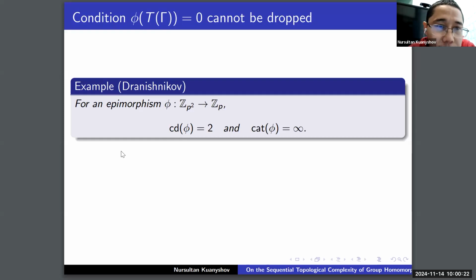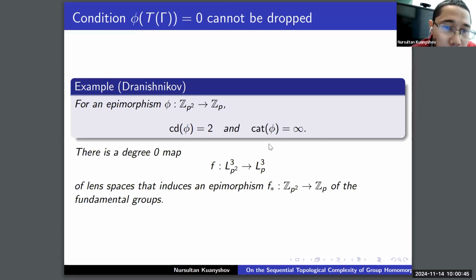And the answer is no. I think due to Dranishnikov, for the epimorphism from Z mod p squared to Z mod p, the cohomological dimension is 2, and the LS category of phi is infinite. The proof usually follows from this observation: in other words, a degree zero map from lens spaces that induces an epimorphism on the fundamental group.